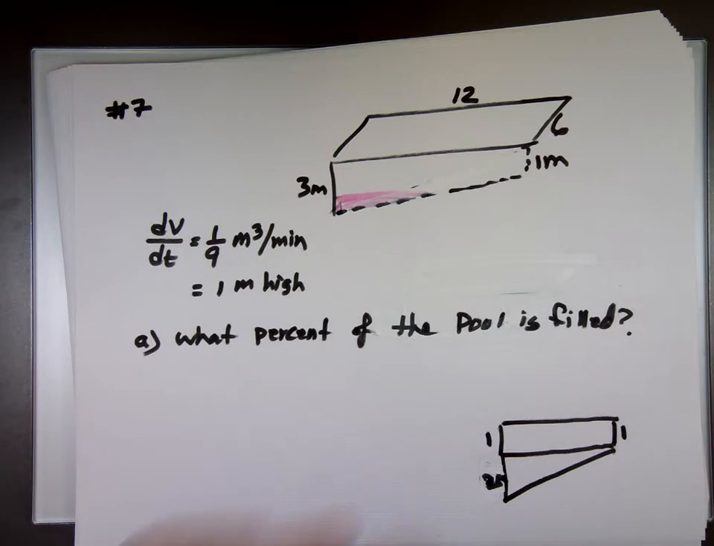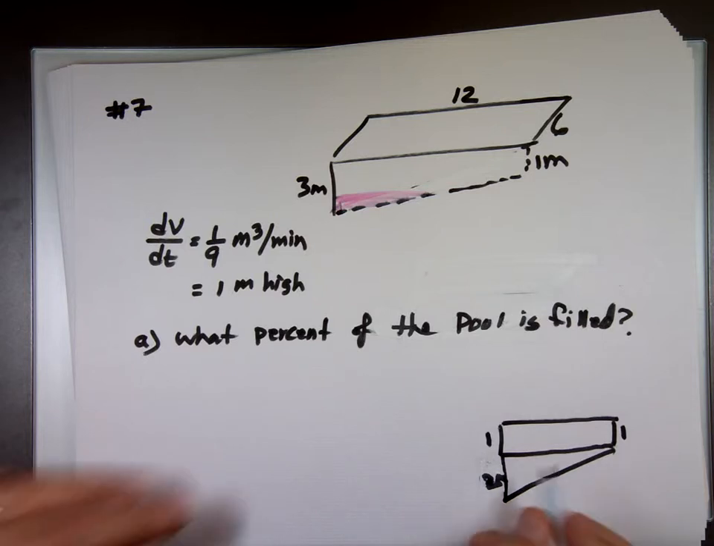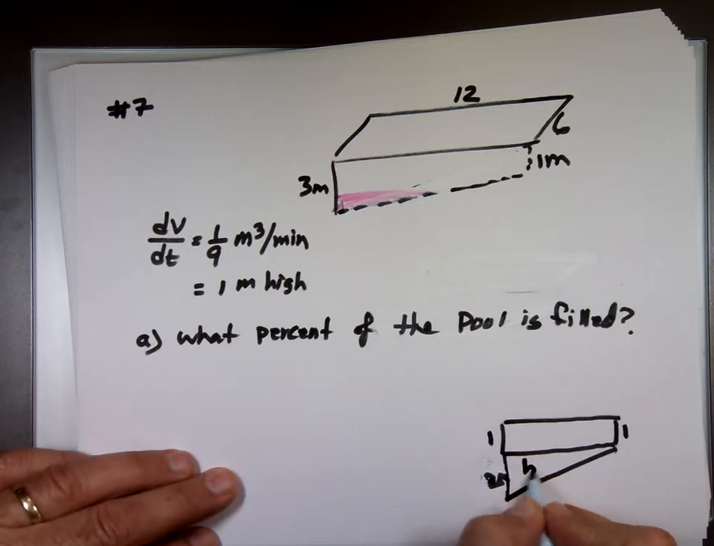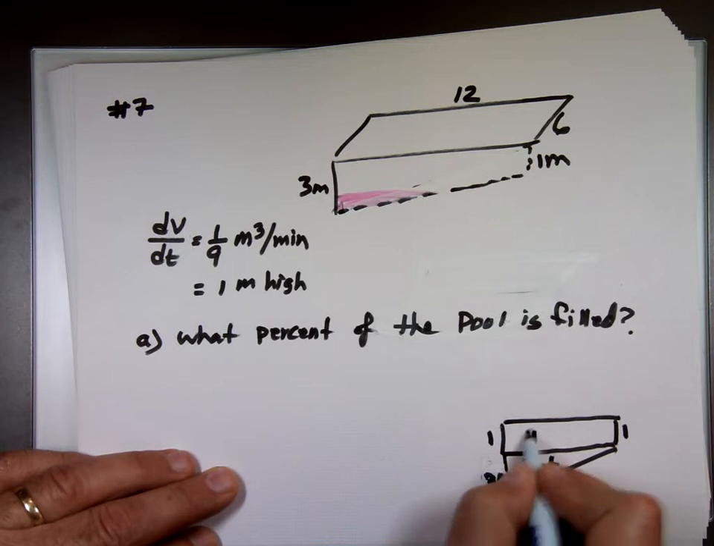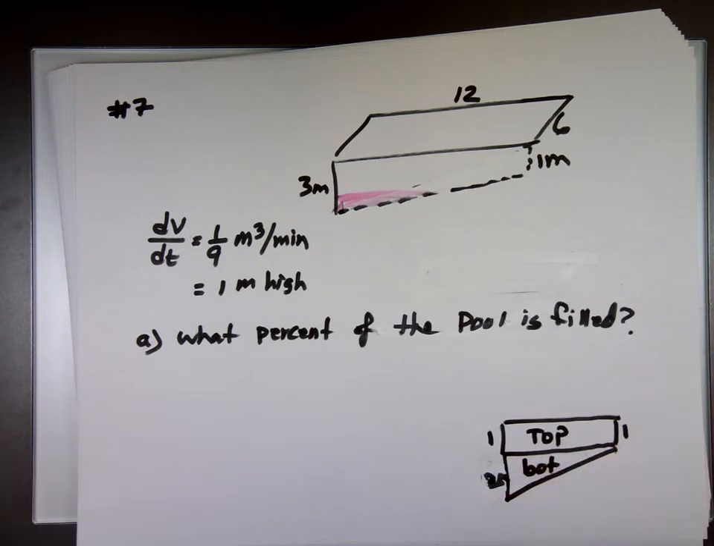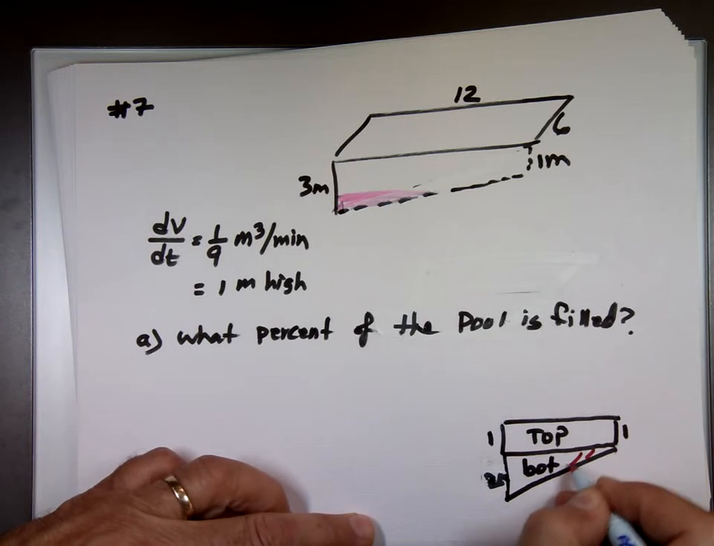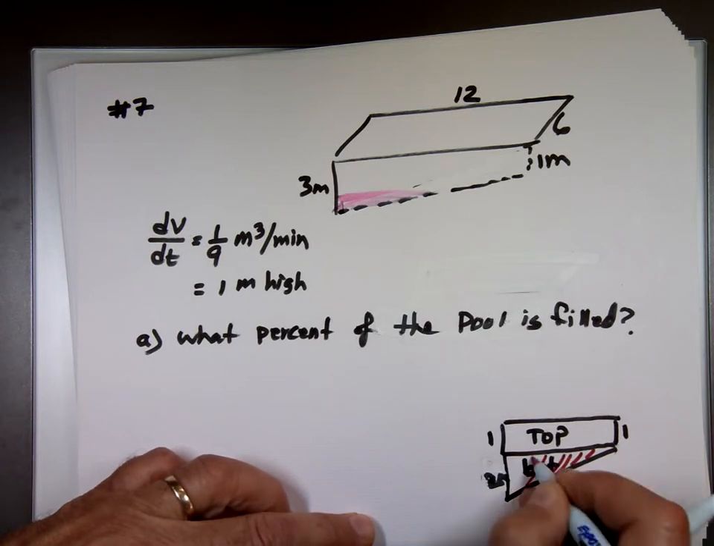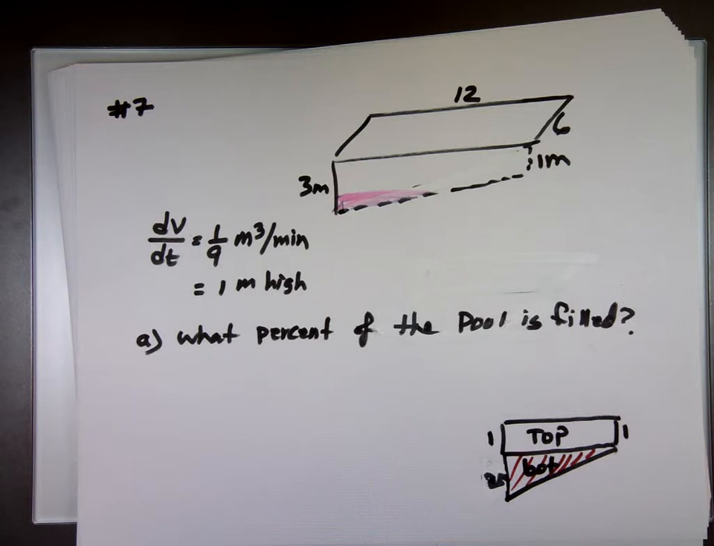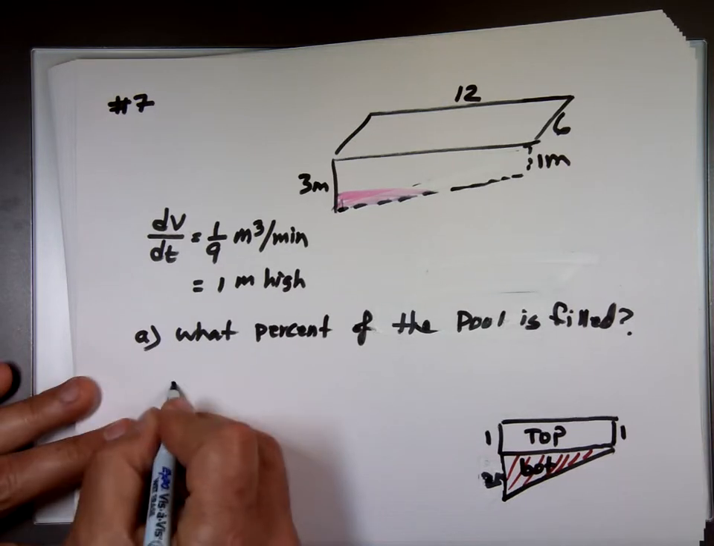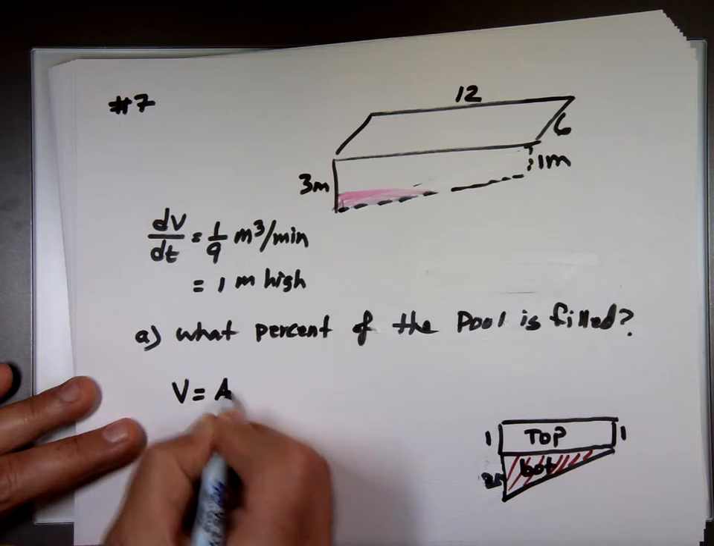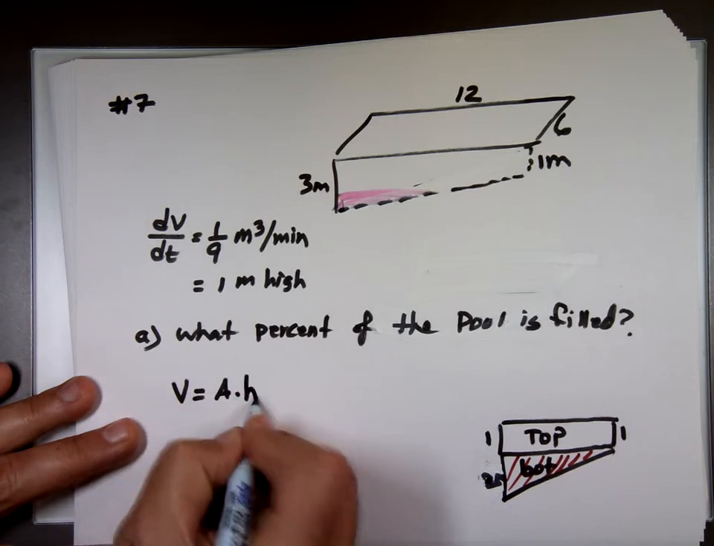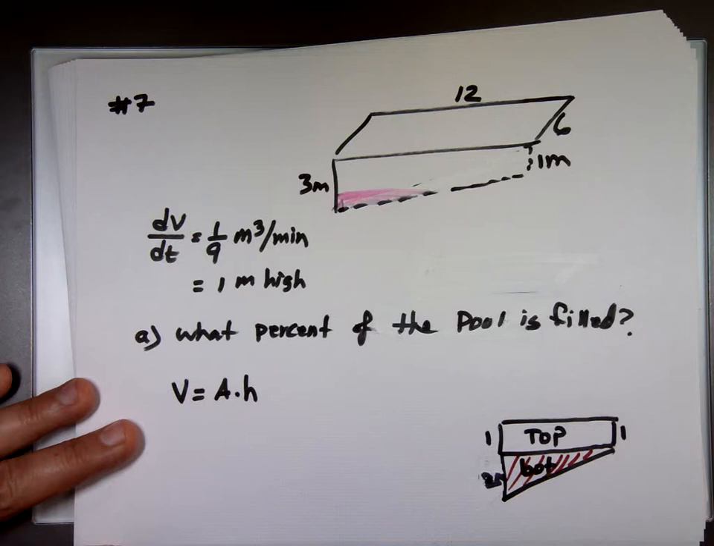So for this, let's look at the bottom half. We'll call it the area for the bottom. BOT for bottom, TOP for the top. When you look at the bottom of this, what shape do we have? Triangle. The volume of any shape is the area times the height, or the width in this case.